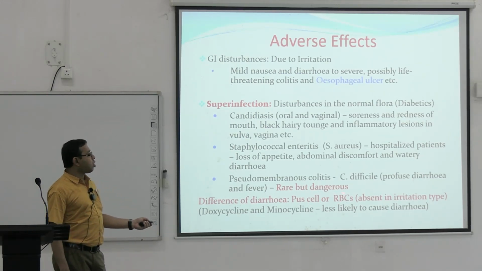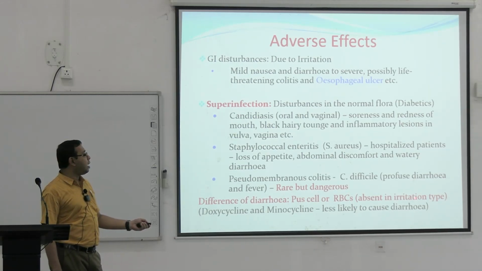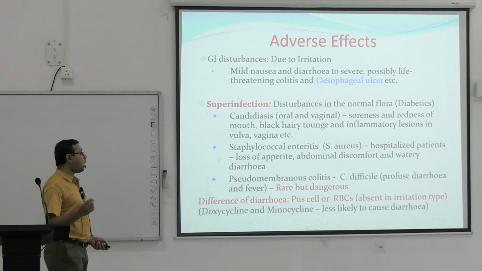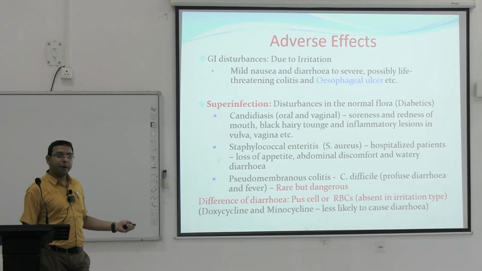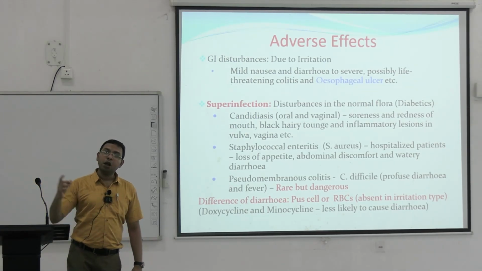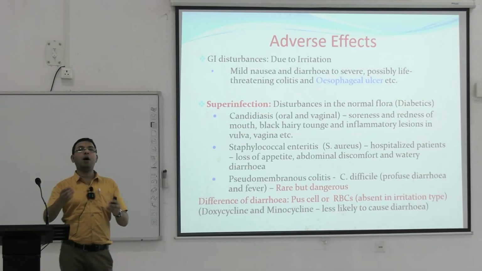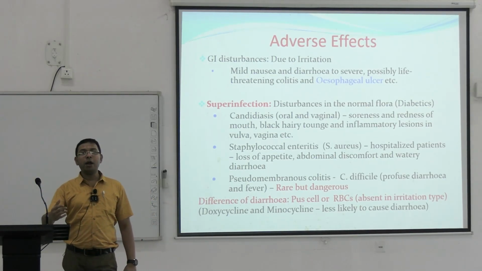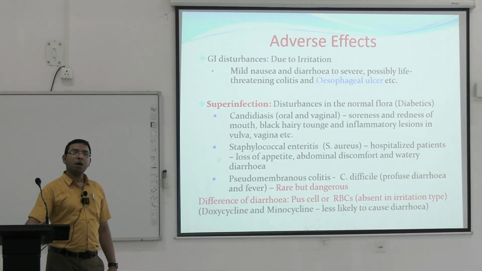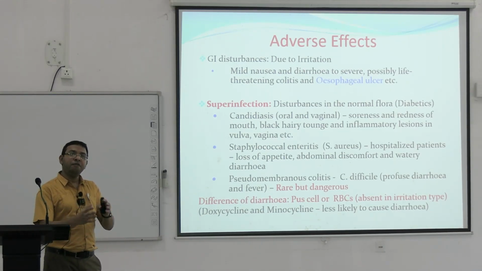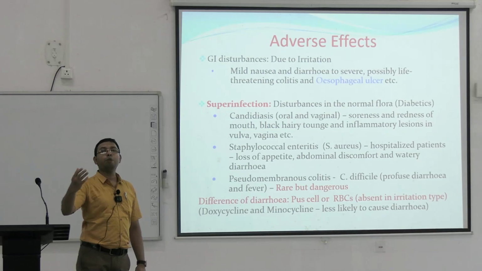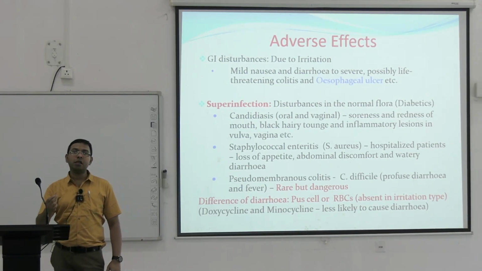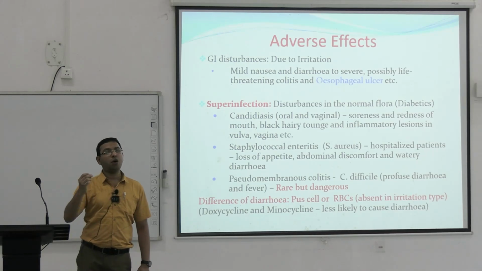because pus cells or RBCs are absent in the irritation type, that is normal diarrhea. But if profuse diarrhea happens due to the antibiotics, for example, you are taking some antibiotics, it is very common that diarrhea happens. So whether this diarrhea is specifically due to infection or due to superinfection, we can distinguish by testing the stool, whether pus or RBCs are present or not.